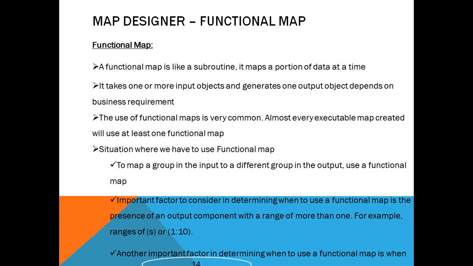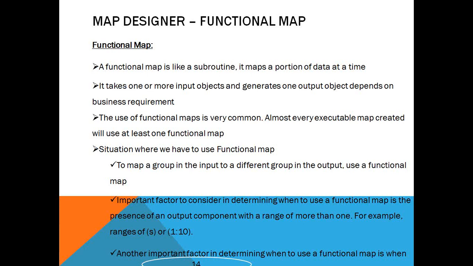Situations where we have to use the functional map: to map a group in the input to a different group in the output, use a functional map. We already covered that. If the input group is different and the output group is different, we have to use the functional map. The next one we also discussed: if we don't know how many times the output has to be created, we can use the functional map.